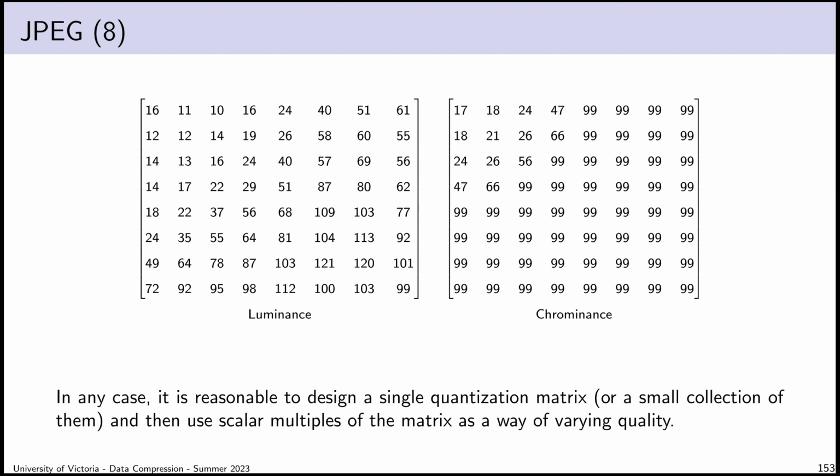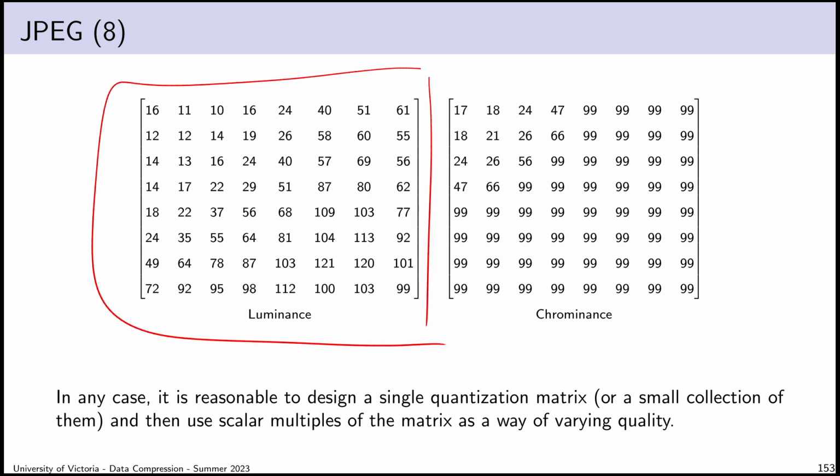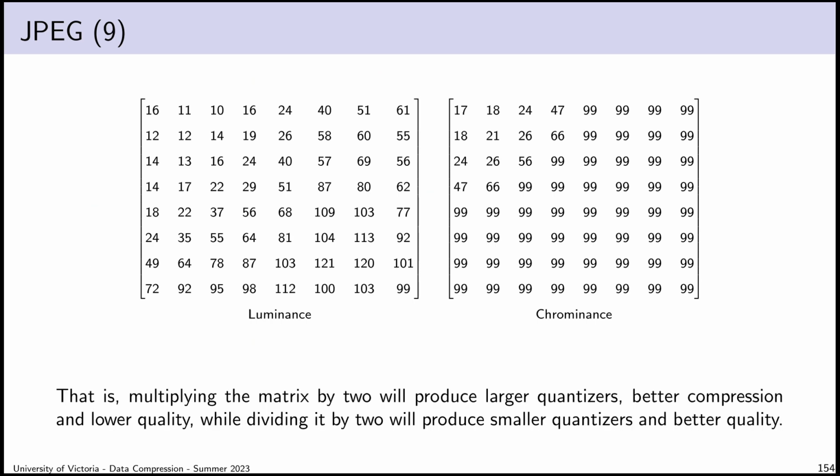In any event, whatever matrix you choose, it does seem to make sense to come up with one reference quantization matrix and then use scalar multiples as an easy way to vary quality, because it allows you a lot of granularity. There are a lot of different scalar multiples you can use, and you can fine-tune the multiples you use for whatever quality setting you want to achieve.